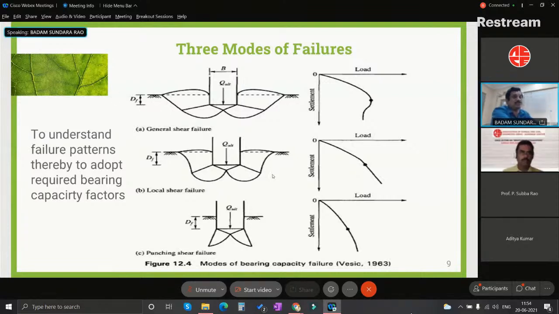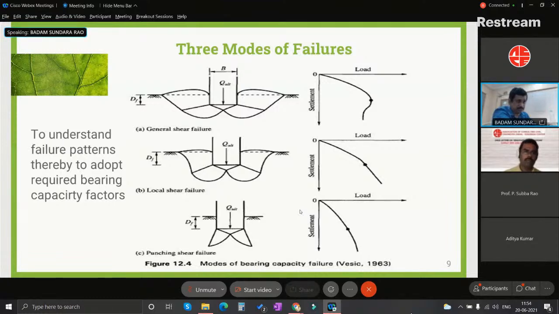When coming to punching shear failure, it is simply that under the increment of stress, the foundation goes into the soil. Generally, this condition takes place particularly in layered soil deposits where sand is underlain by a soft layer, a very soft layer, or when the footing is directly resting on soft layers.